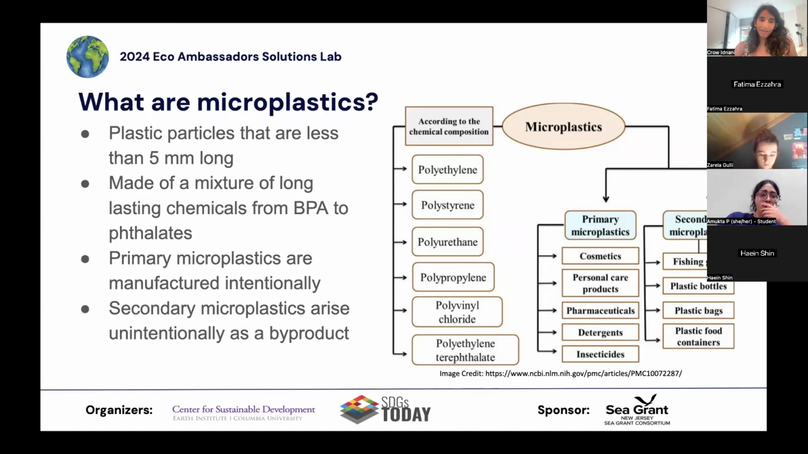There are 2 types here. Primary microplastics are manufactured intentionally. So companies will put these into their products on purpose. Very common in detergents. If you ever used a soap that had little beads in it, those were microplastics. Secondary microplastics are unintentional. They occur when bigger plastic products like bottles or plastic bags break down. They release smaller particles that pollute the ecosystem and are much, much harder to clean up than larger plastics.